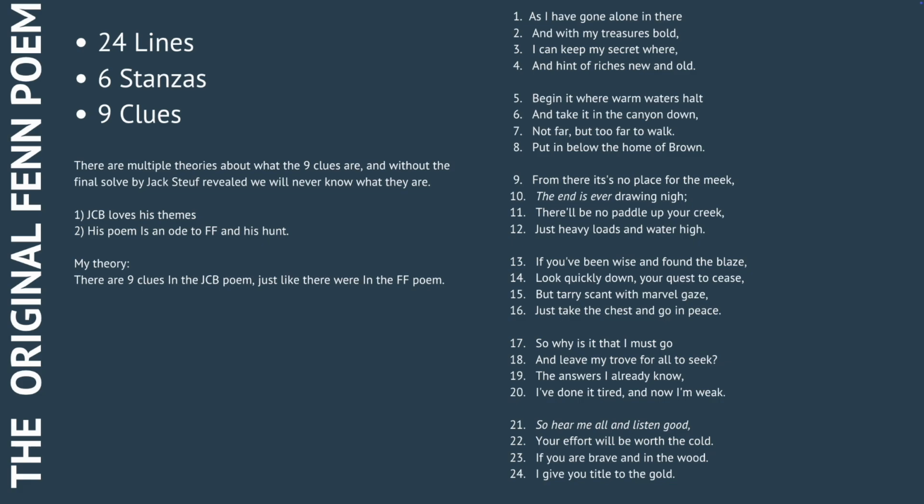So there's 2 things that we know. We know that John Collins Black loves his themes. And 2, we know his poem is an ode to Forrest Fenn and his hunt. Specifically, the time that John Collins Black spent searching for Forrest Fenn's treasure. Here's my main theory. There are 9 clues in the JCB poem, just like there were in the Forrest Fenn poem. I am not going to read this out loud. You can read it yourself. Pause the video if you need to.